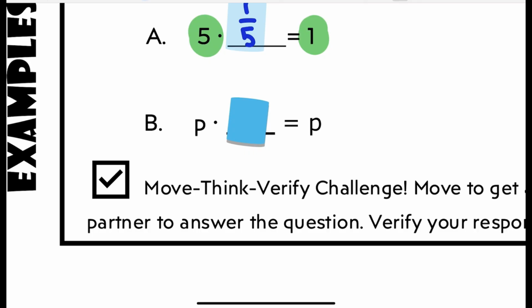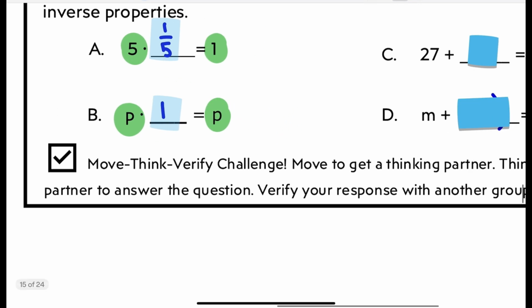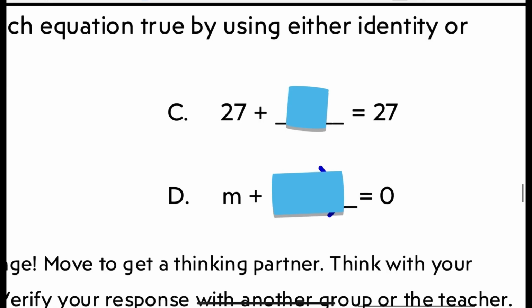If we look at letter B, it says p times a number equals p. If we multiply p times 1, the number is going to stay the same or maintain its identity. So that would be the answer. If we look at C, 27 plus a number equals 27. 27 plus 0 equals 27 because these are the same numbers.